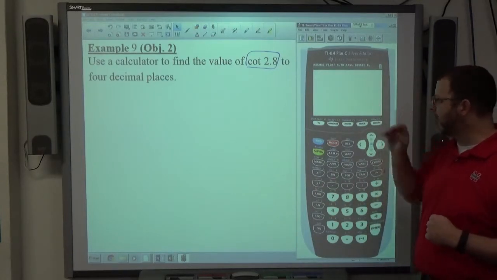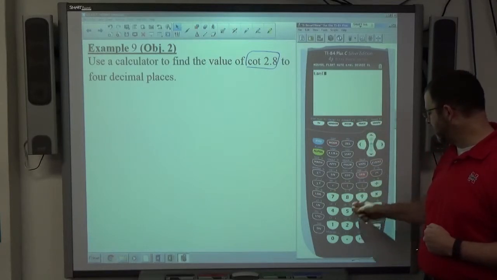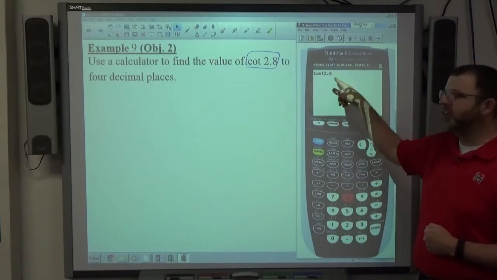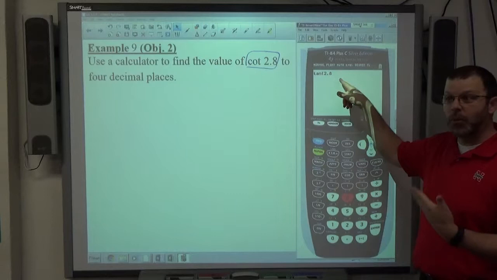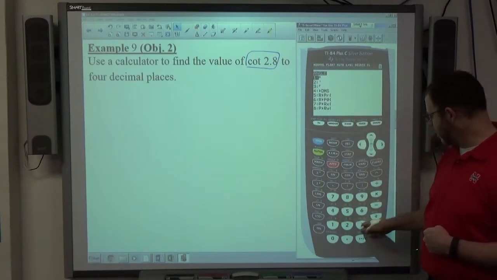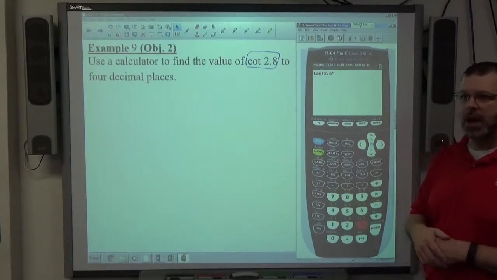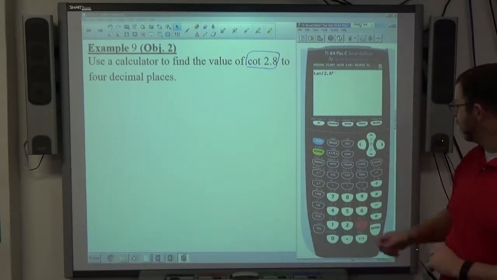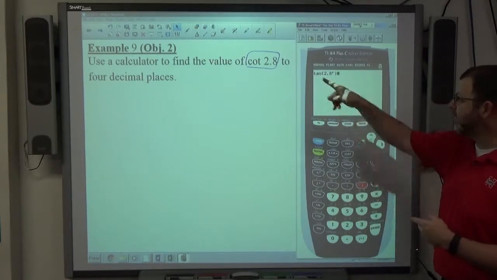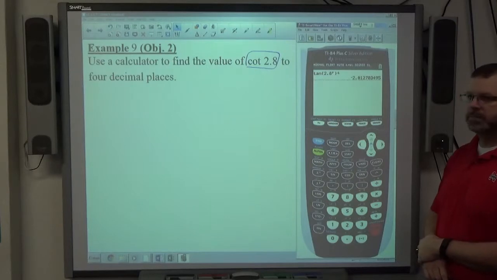And if you happen to get a radian problem, cotangent is a reciprocal of tangent. So I'm going to type in tangent 2.8. Now that's tangent of 2.8 degrees. I want it to be radians. So I go to my angle menu here and choose radians. And now it's radians. Even though the calculator is set to degrees, it's actually in radians. And then I want cotangent, so I need to do the reciprocal button. Okay, that's one way of doing it.